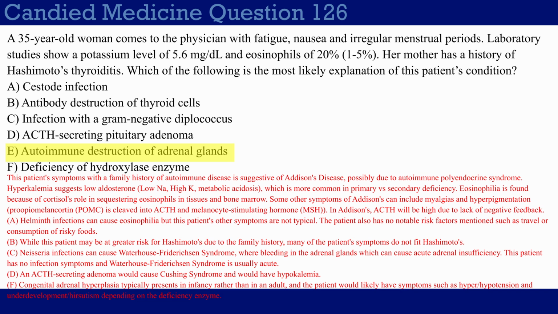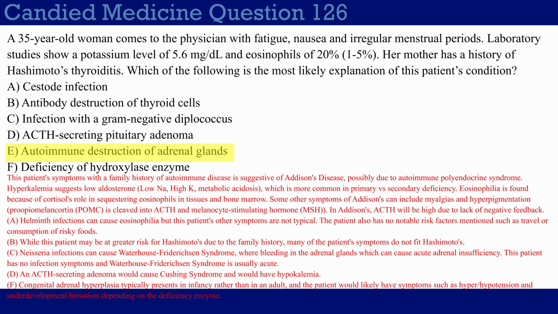Choice B, antibody destruction of thyroid cells. So obviously, this is one of those trap answer choices because I told you that her mother already had a history of Hashimoto's. And typically in NBME questions, when they give you Hashimoto's, it's going to be a hypothyroid picture, right?